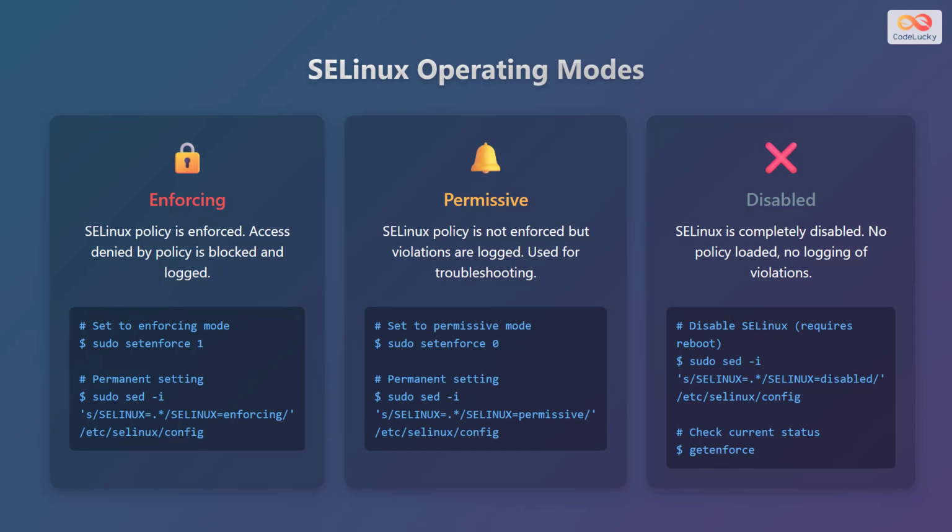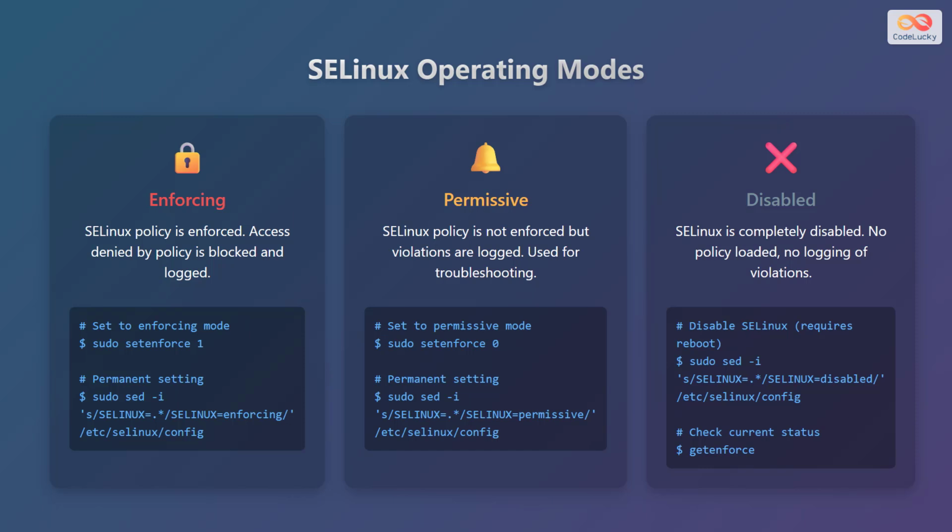In permissive mode, the Security Enhanced Linux policy is not enforced, but violations are logged. This mode is used for troubleshooting. To set Security Enhanced Linux to permissive mode, use the command sudo setenforce 0. To make this setting permanent, edit the Security Enhanced Linux configuration file.